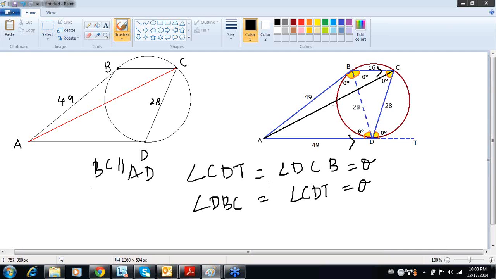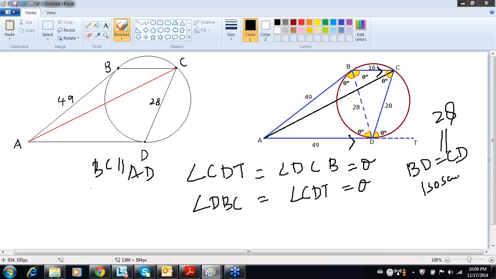Now if you see triangle BDC, in triangle BDC, BD is equal to CD. So it is an isosceles triangle. BD and CD are equal to what? 28. Because the angles are the same, these two sides will be the same, and DC is given as 28, so BD will also be 28.